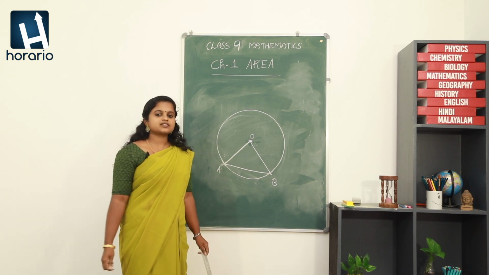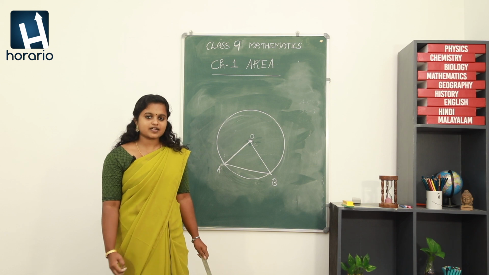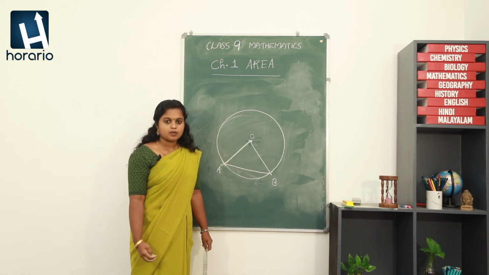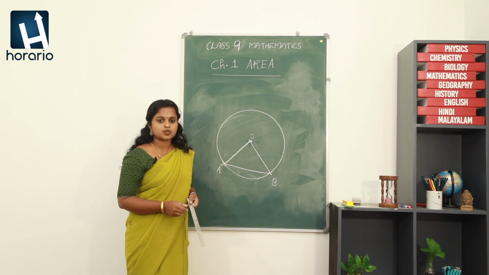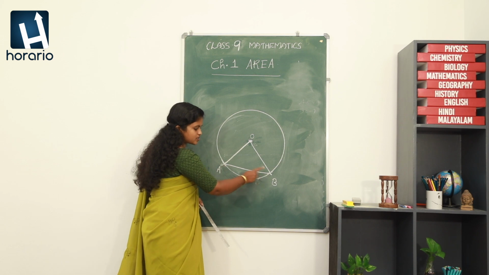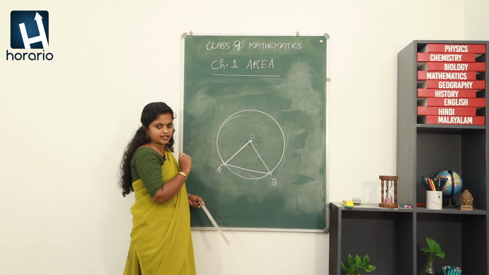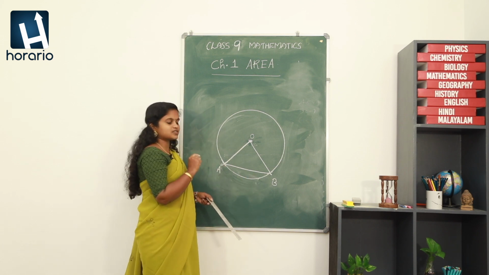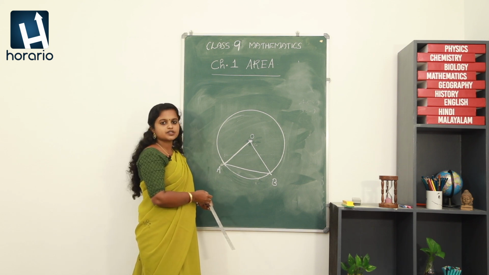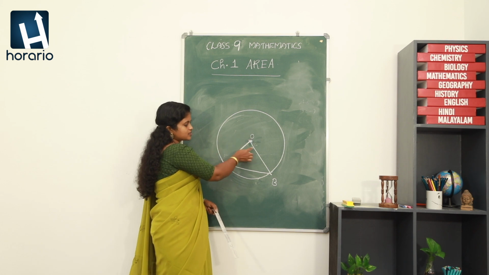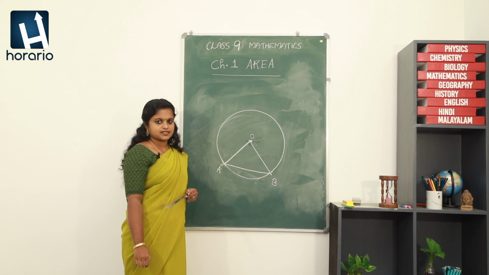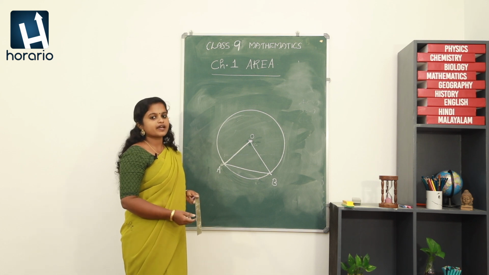Now what was the question? We have to construct a triangle of the same area as that of triangle ABO, but all three vertices should be on the circle. So already we have 2 vertices on the circle. Now we have to make the third vertex also on the circle. So what do we need to do? We just need to change this vertex O, but we should make sure that the area is the same. Clear?